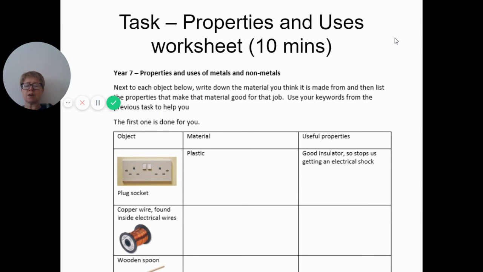Okay. Your next task today, which will take probably 10 to 15 minutes, is the properties worksheet. So the first example I've done for you, you've got pictures on the left hand side and a description of what you're looking at. You need to tell me what material you think the object is made of. So our plug sockets are made of plastic. And then what useful properties plastic has that makes it suitable for a plug socket. So we use plastic because it's a good insulator, so it stops us getting an electrical shock. If we made plug sockets out of metal, then we would get an electrical shock.